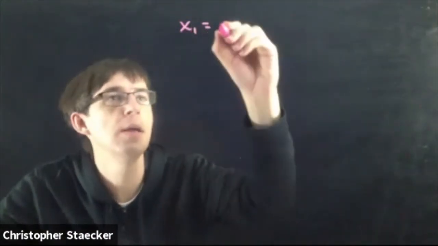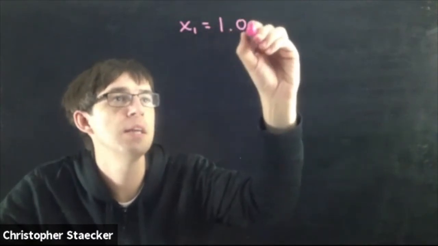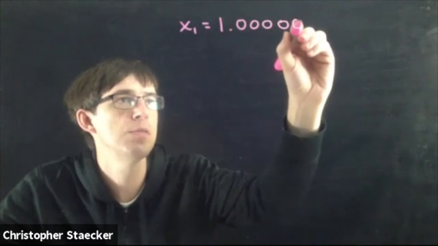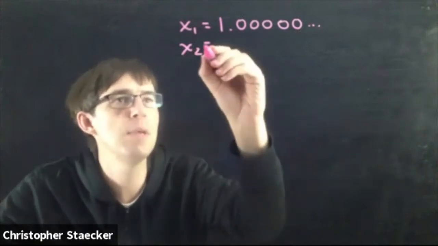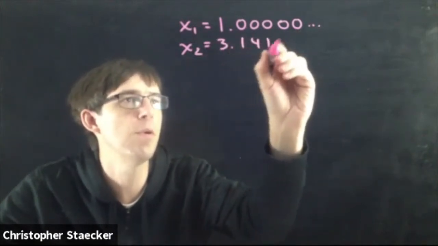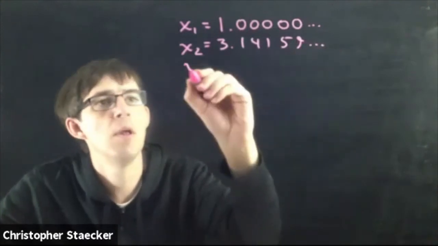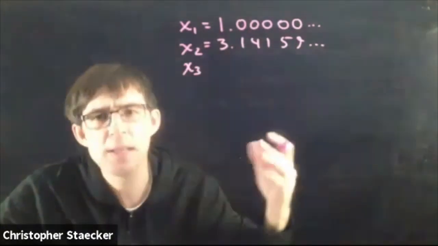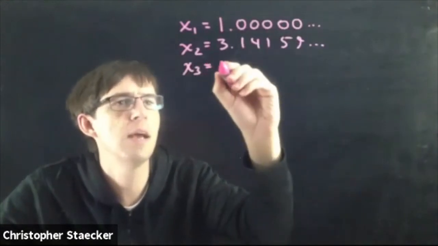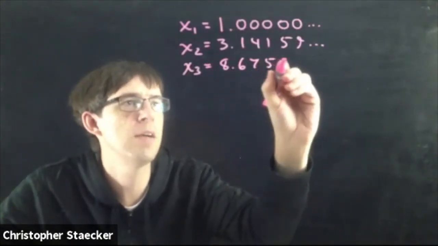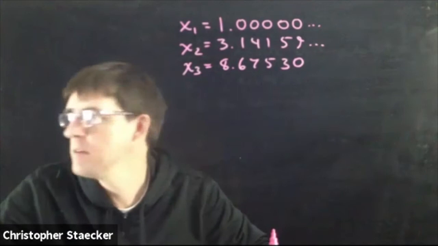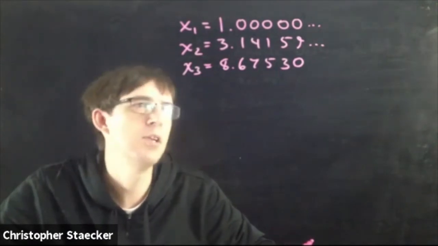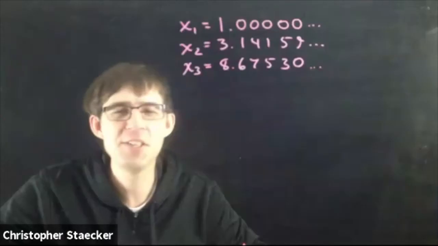So maybe x1 starts with 1 as a decimal. Of course, this is 1.00000, etc. I'm going to write 6 digits of each one. Let's say x2 maybe is pi. That would be 3.14159, etc. Let's say x3, what did I say? I'm just making these up at random. It doesn't matter what they are. Let's say x3 was 8.67530. And recognize this is one of my favorite numbers, 86753. You know the next digit? Nobody's saying it. 9. Yeah, look it up. Get yourself educated.